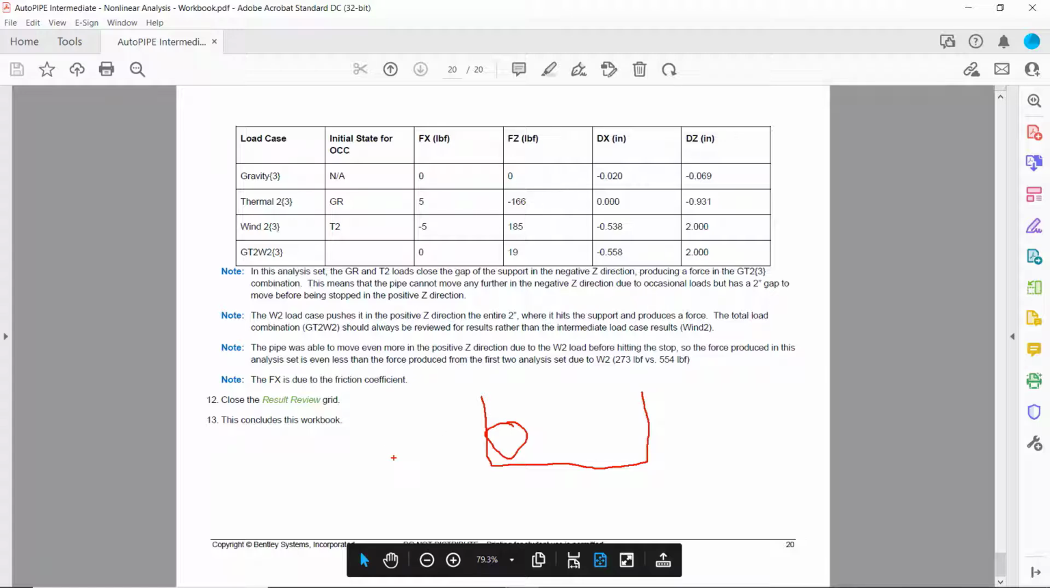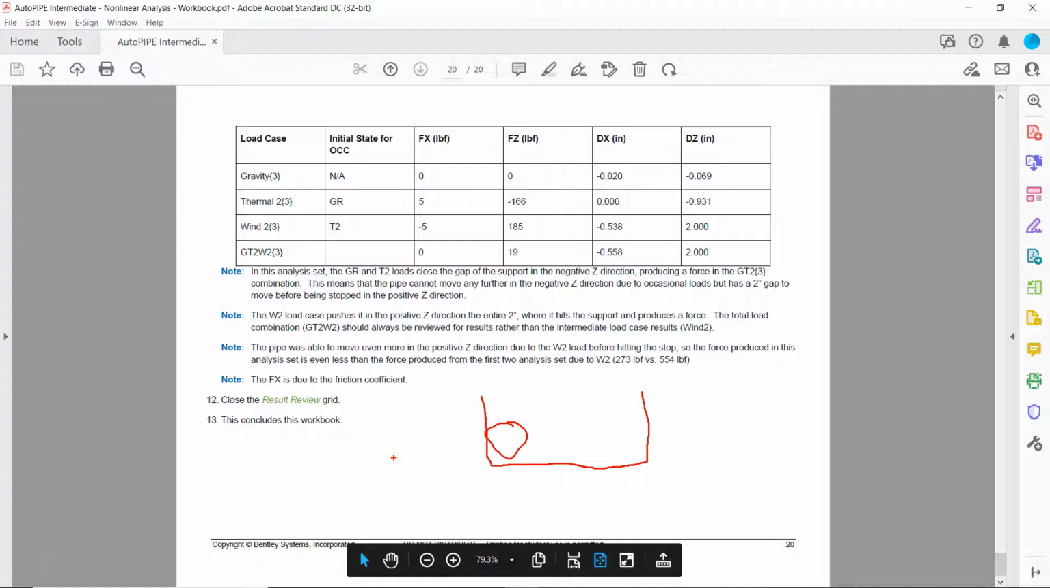So with the wind load, it cannot move to the left or to the negative Z direction anymore. It's already stopped. It could produce more force, but it can't move anymore. But it can move to the right, or in the positive Z direction, a total of 2 inches. The gap was 1 inch to the left and 1 inch to the right. When it moves all the way to the left, we now have 2 inches to the right to move.